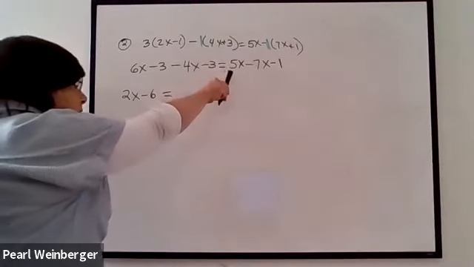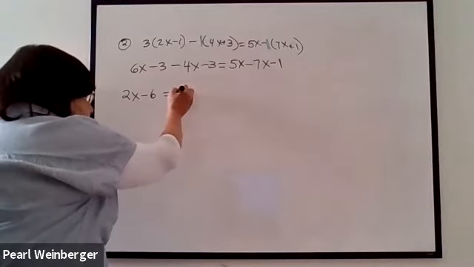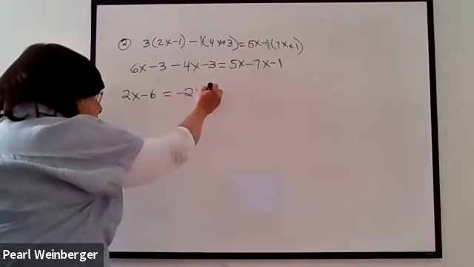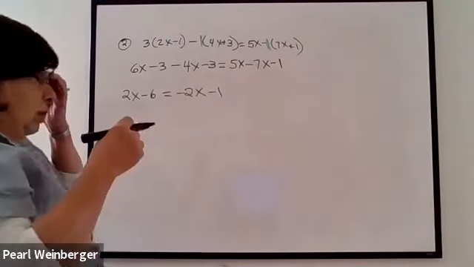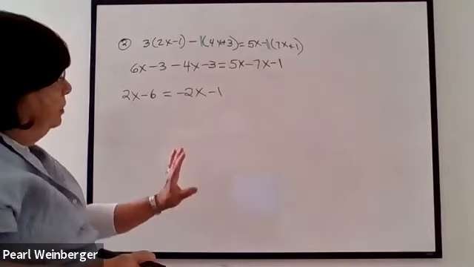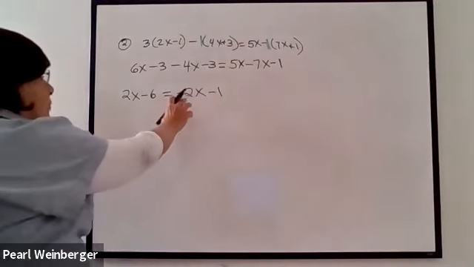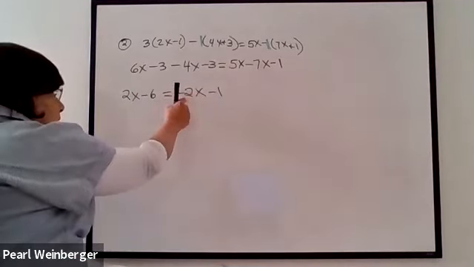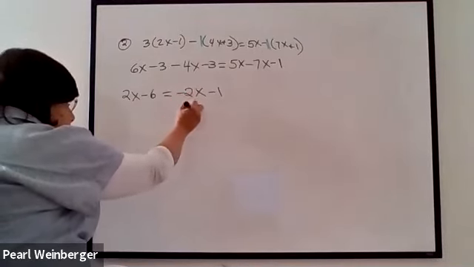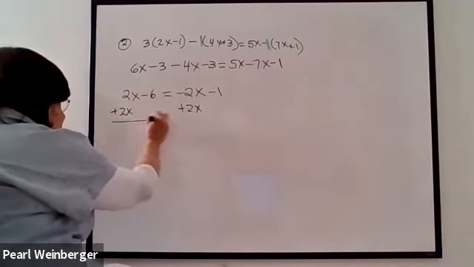On the right side, I have 5x minus 2x, which I combine gives me -2x and -1. So I've simplified matters a lot. Now I want to bring all the x's to the left side, all the numbers to the right side. So the first thing I'm going to do is I want to get rid of this -2x that's on this right side. So I'm going to do plus 2x. So I have to do 2x over here.